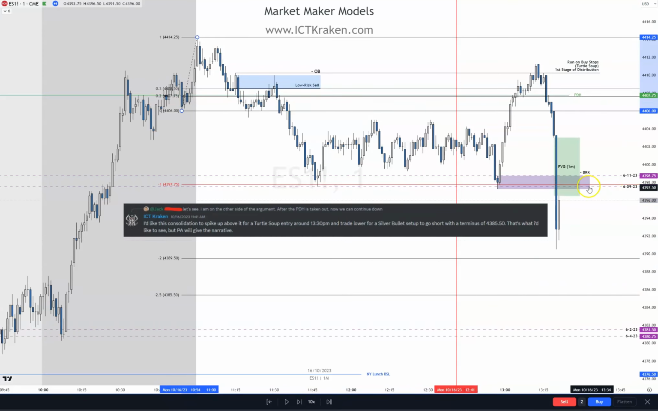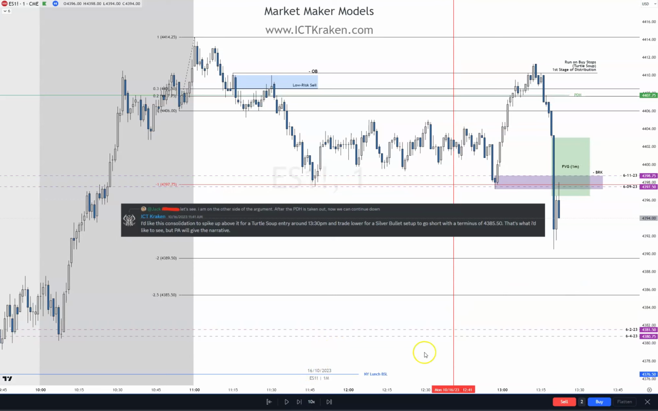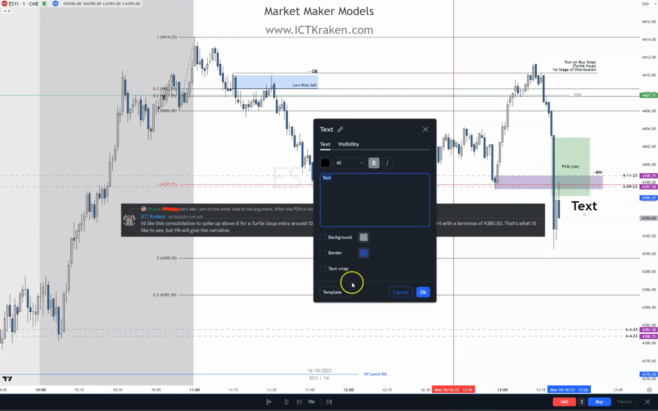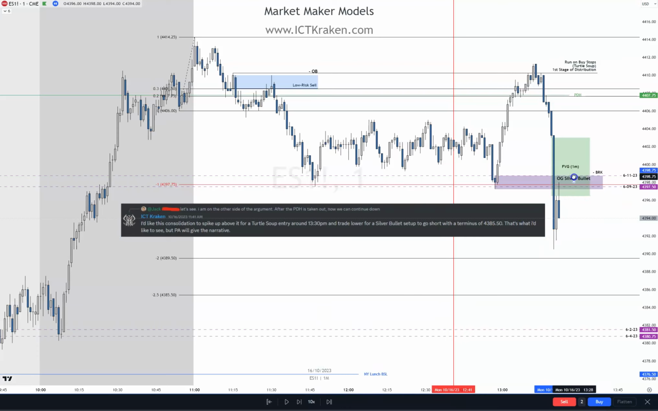Okay, so now there's a fair value gap right here as well inside the breaker. So if it comes up here, we can target the low. And if we were here, how far would that go? That would be a 12 handle move. Okay, so that's a good silver bullet setup. And there you go, there's your OG silver bullet entry. I'll put that on here. OG silver bullet, that's that entry right there.